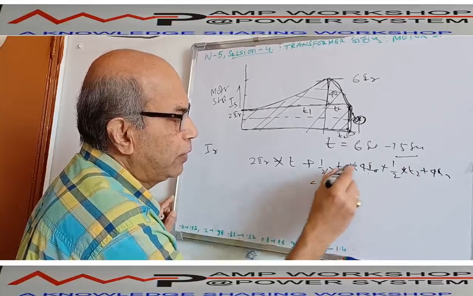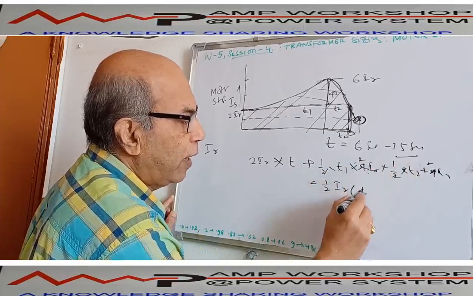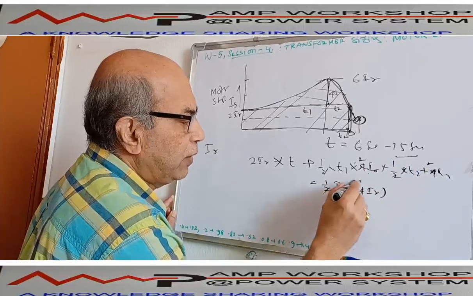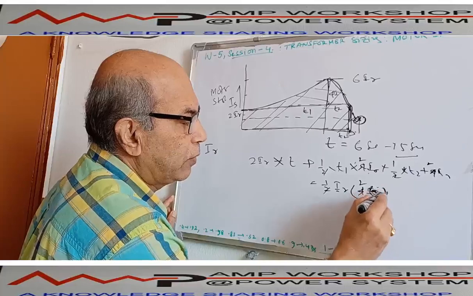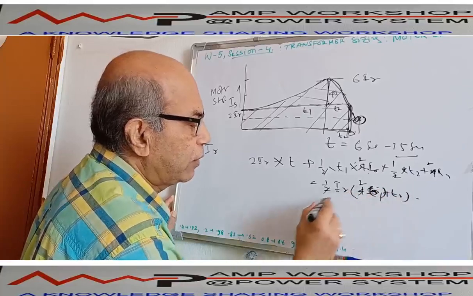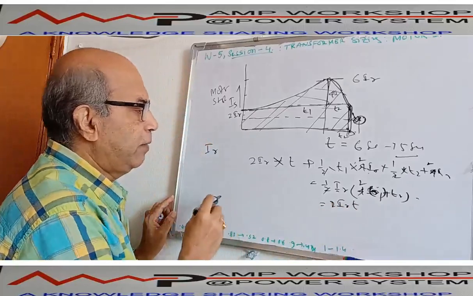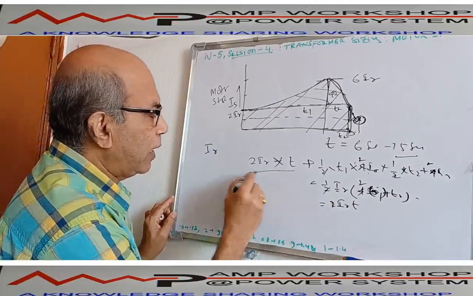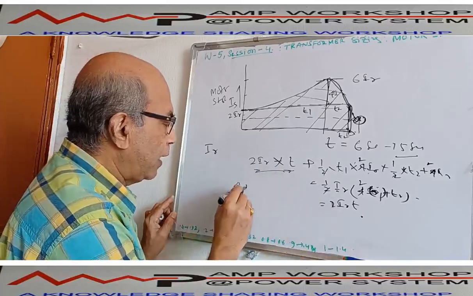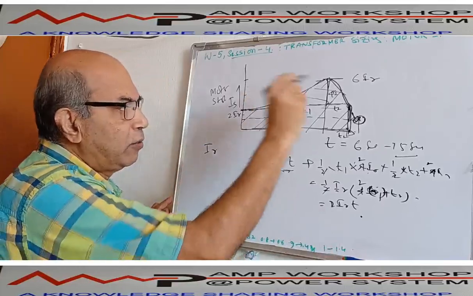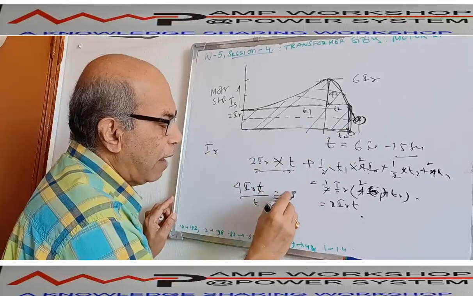If you take common, then this is a 2 and this is a 2, so it is coming 4IR. Sorry, this is IR here. This is T1 plus T2, that is equal to T. That means 2IR into T. So from here the total area, this is 2IR T plus 2IR T, that is 4IR T, is the total area, and divided by the time T, that will give you the average starting current.